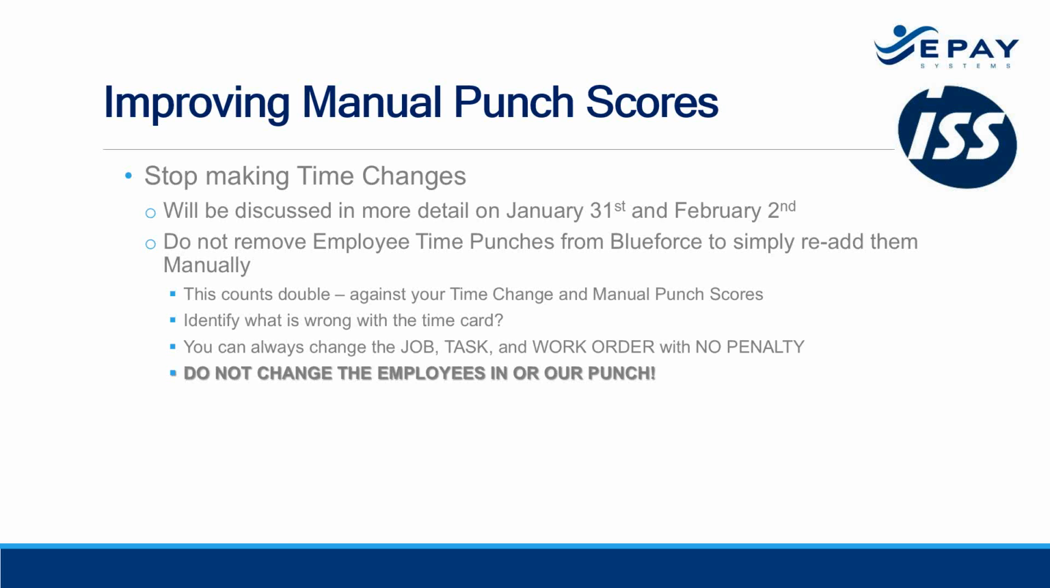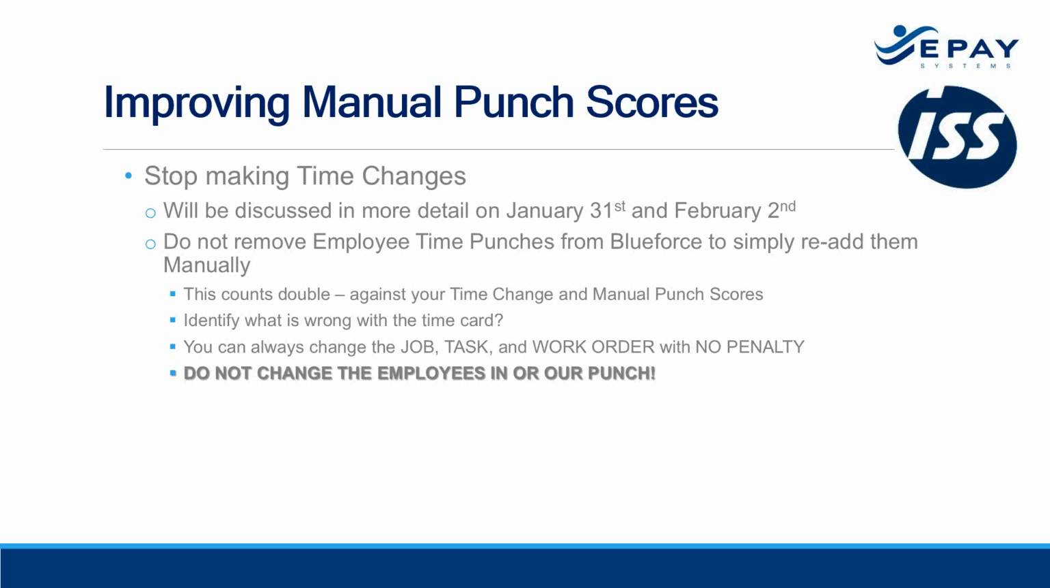Keep in mind that you can also always change a job, task, and work order on a time card record without any penalty. Once again, if you do anything as far as time changes are referring to messing with the employee's in or out punch, that counts. You can always change the job, you can always change the task, you can always go back and add a work order or change the work order without any penalty, because those do not count against you on the compliance rankings. We actually want you to allocate the time correctly.